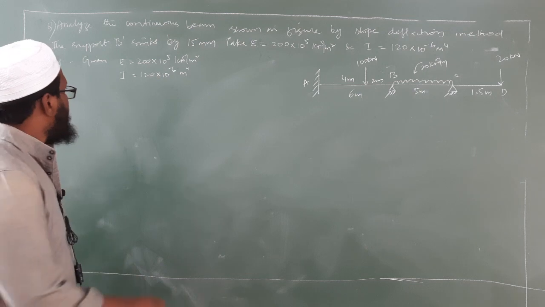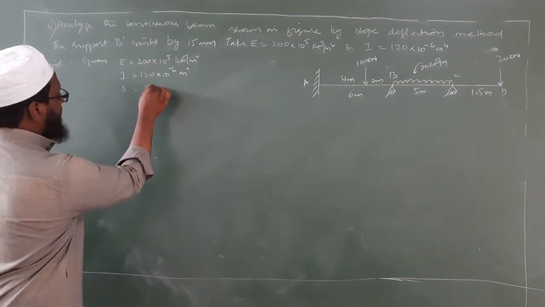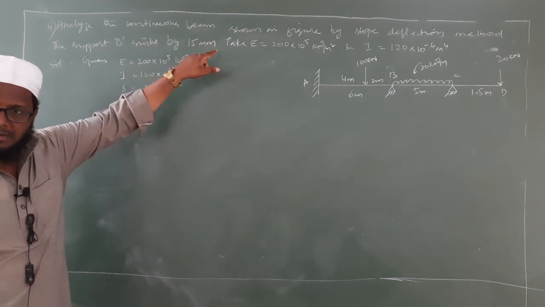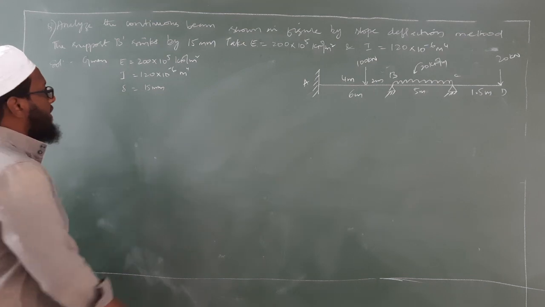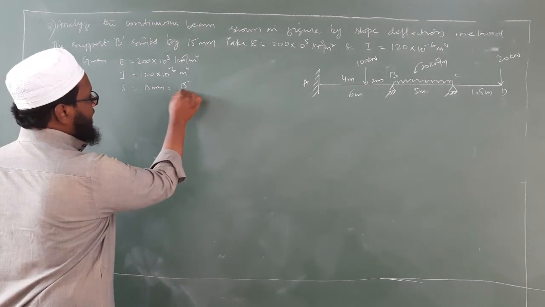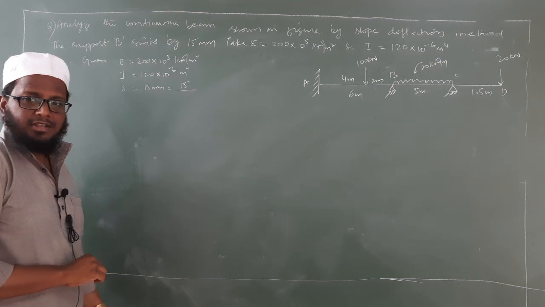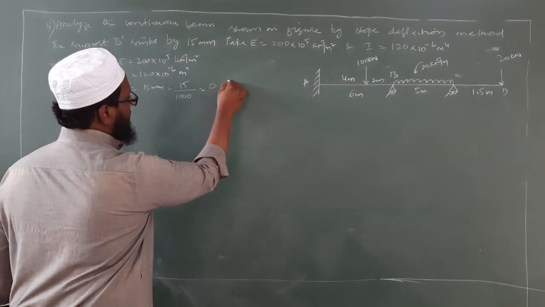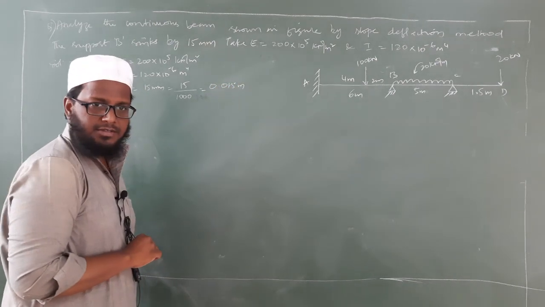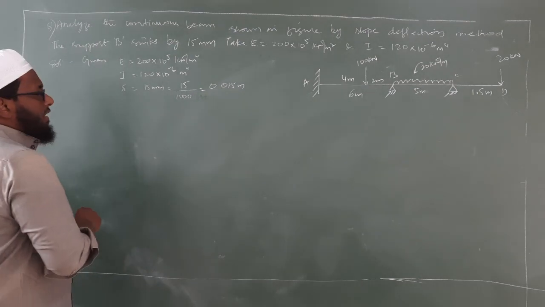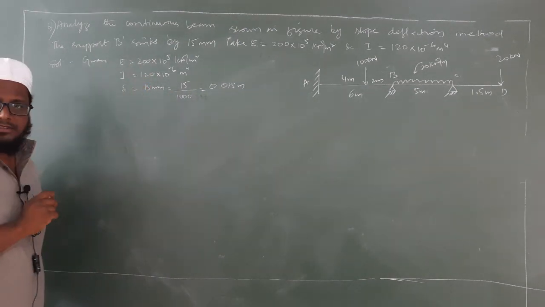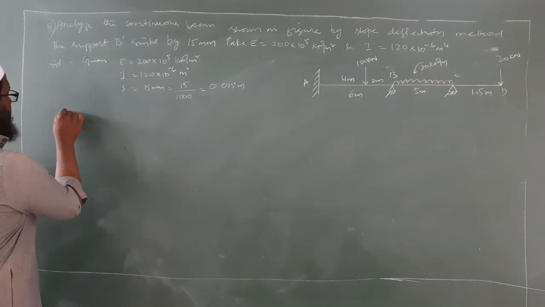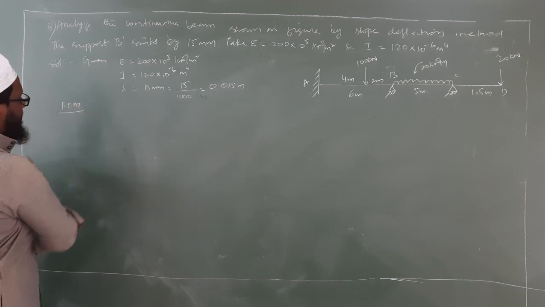Then what about delta? Delta is equal to 15 mm. Now you convert this 15 mm to meter. How will you convert that one? 15 divided by 1000. How much will you get? 0.015 meters. Now, after calculation of these things, I will go for the fixed end moments, the general things. Fixed end moments is the first step in our problem.